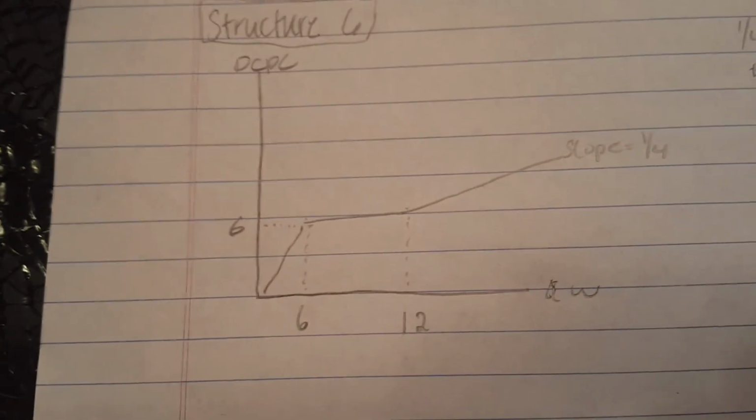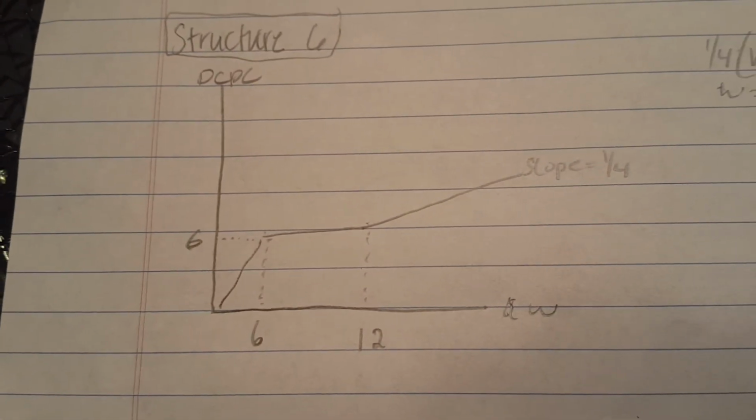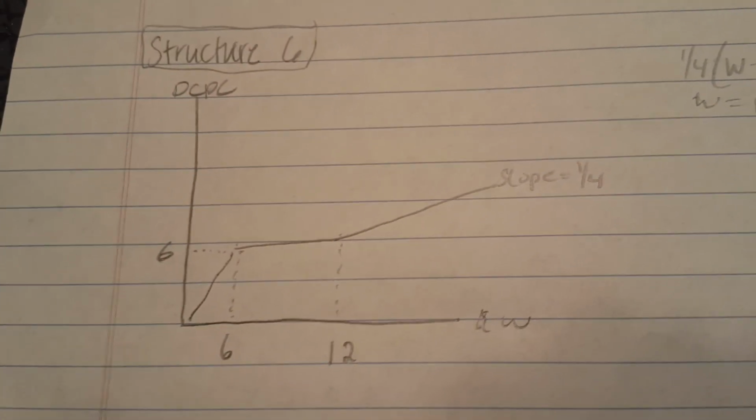And then the last one that we have is structure 6. We'll come to W being 12, and we just put that right there in the graph. And that is the last one for this homework.